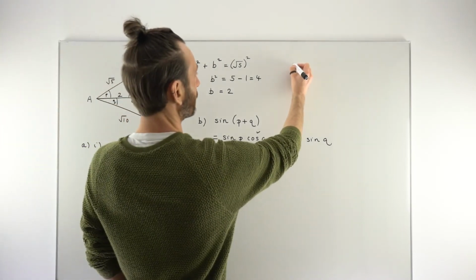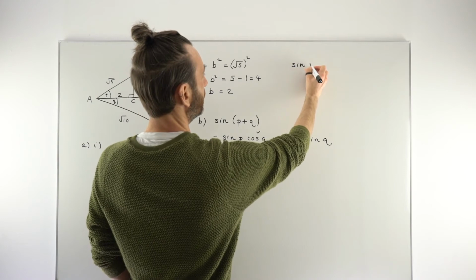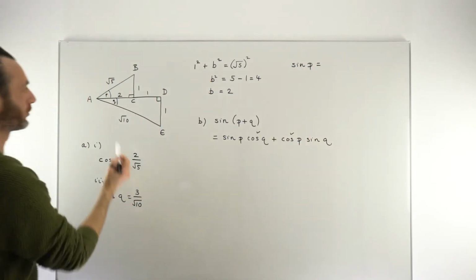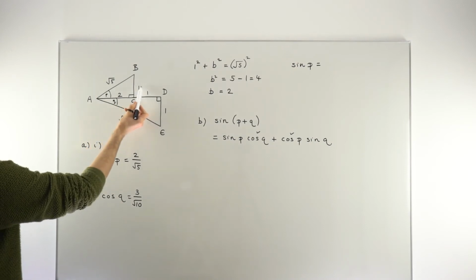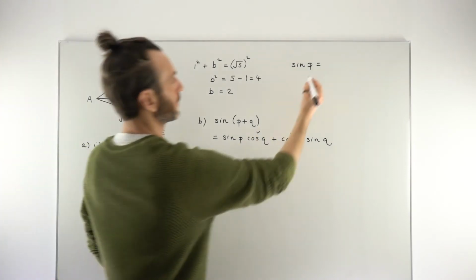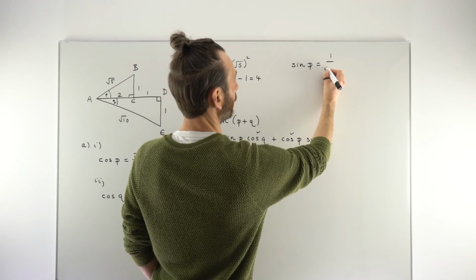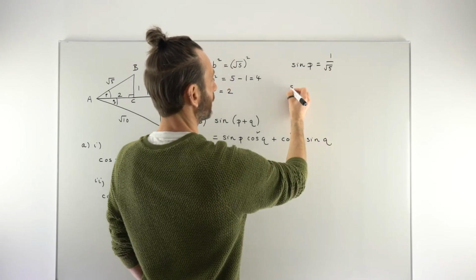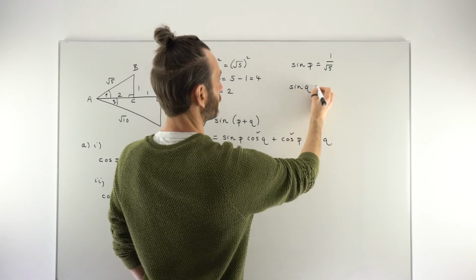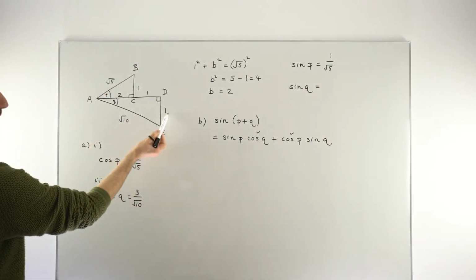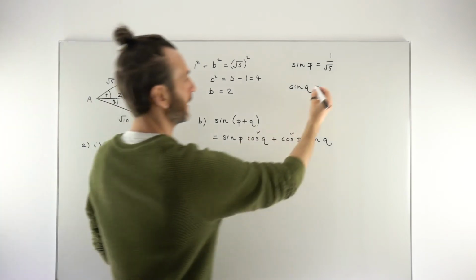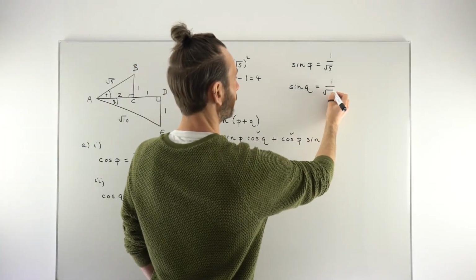So I'm just going to write those up here. The sine P, again just using SOHCAHTOA, turning back to P as our reference angle. Sine is opposite over hypotenuse, opposite is 1, hypotenuse is root 5, so sine P is just 1 over root 5. And then we're going to work out the sine of Q, which is the last thing we need. Turning to Q as a reference angle, the opposite is 1, the hypotenuse is root 10, so 1 over root 10.